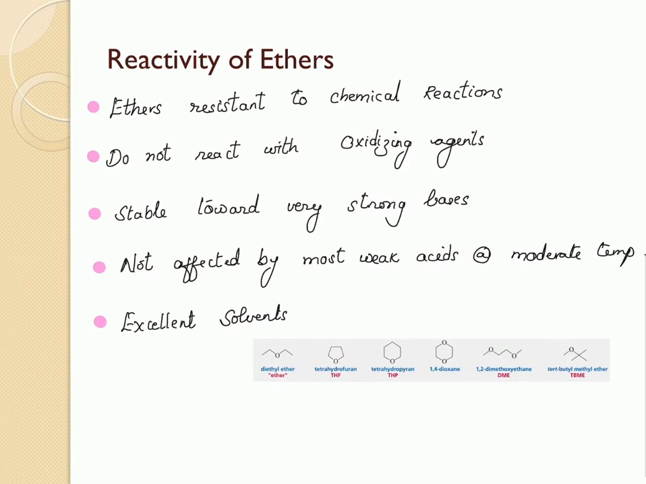Reactivity of ethers. Ethers in general are resistant to chemical reactions, and they resemble hydrocarbons in their resistance to chemical reaction. And they also do not react with oxidizing agents such as K2Cr2O7 or KMnO4, which is potassium dichromate and potassium permanganate. And they are stable towards very strong bases. Okay, but one exception here would be tertiary alkyl ethers. That would be an exception.